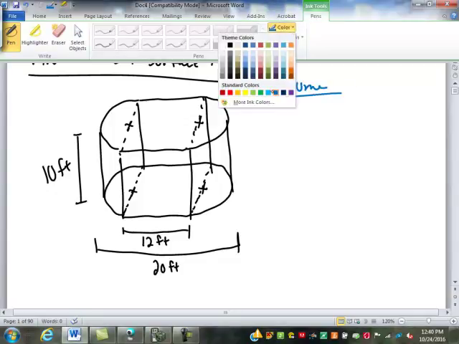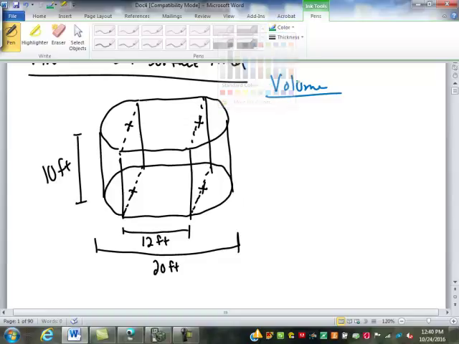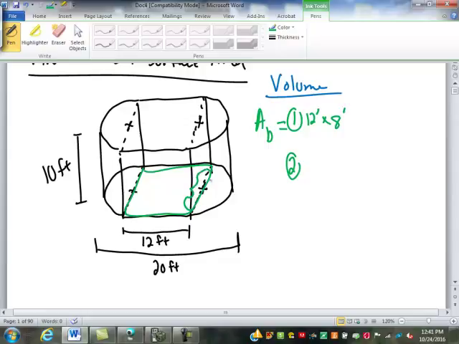And in fact, whether we're finding volume or surface area, the first step is to find the area of the base. Now the area of the base here is in two pieces. The first piece being this rectangle. How big is that rectangle? 12 feet by... It's 8 feet across here. How did I get 8 feet across there?